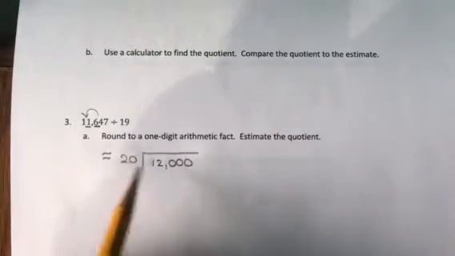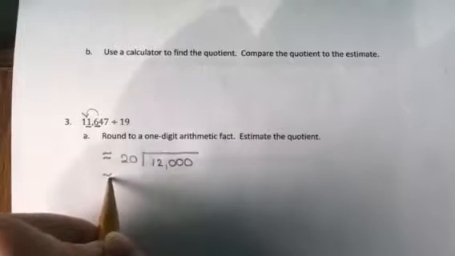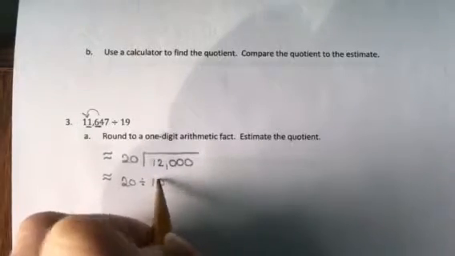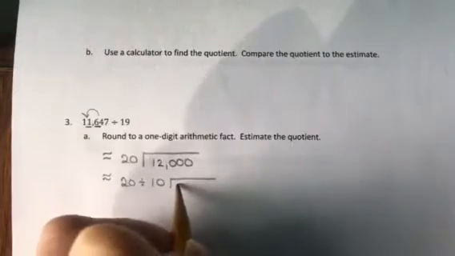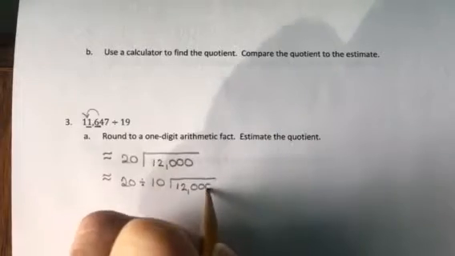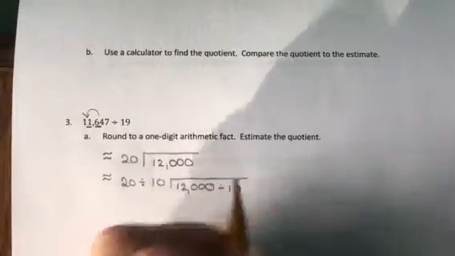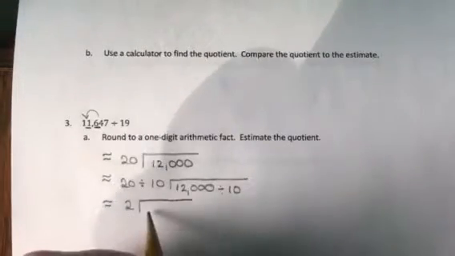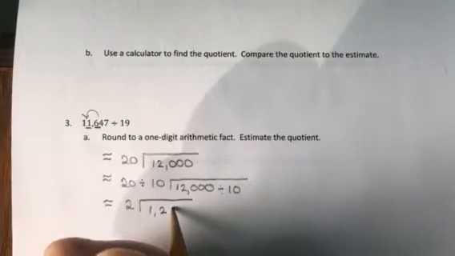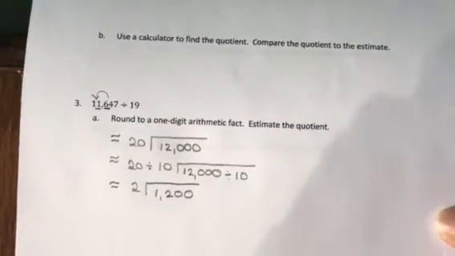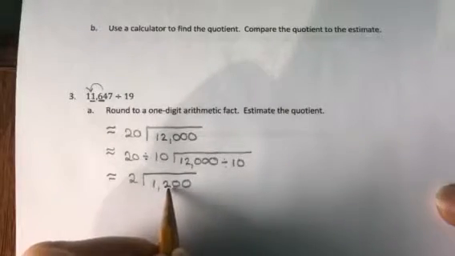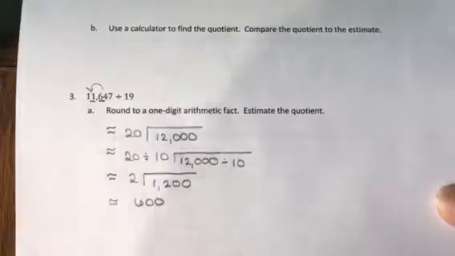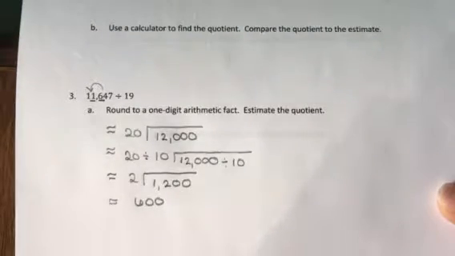So 12,000 divided by 20. Now to make this a single-digit divisor, I need to take 20, and I can divide this by 10. I can also take 12,000 and divide this by 10. So now I have the problem 2 as my divisor and 1,200 as my dividend. 1,200 divided by 2 is equal to 600. And that's the only thing that you have to do in the first step.